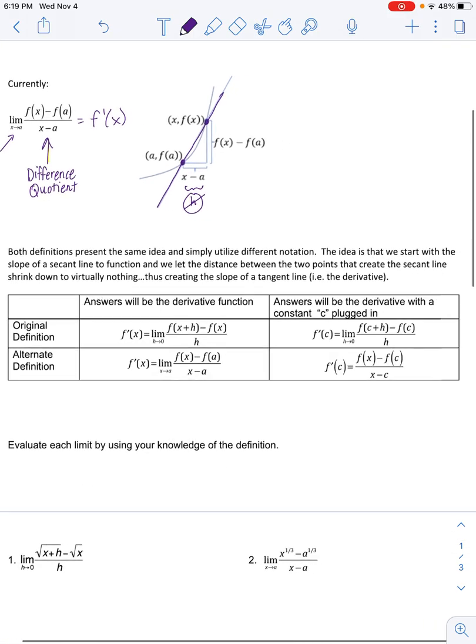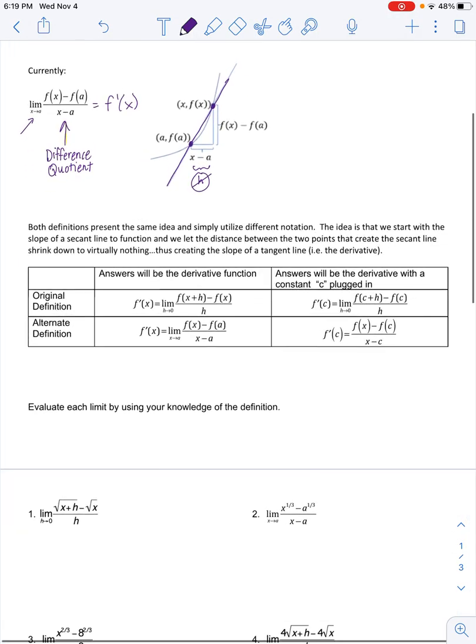So if we read along here, both definitions present the same idea and simply utilize different notation. The idea is that we start with the slope of a secant line to a function, and we let the distance between the 2 points that create that secant line shrink down to virtually nothing, thus creating the slope of a tangent line, which is what we've been obsessed with in chapter 2. So this definition here, this row is your original definitions.